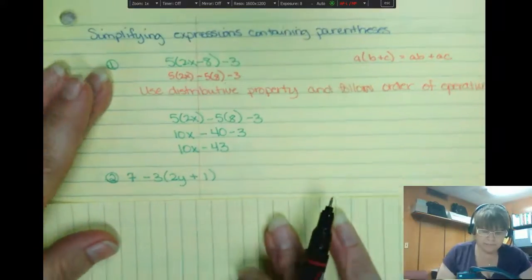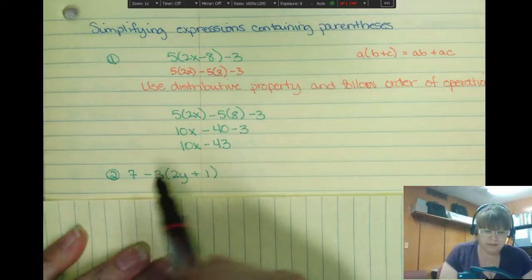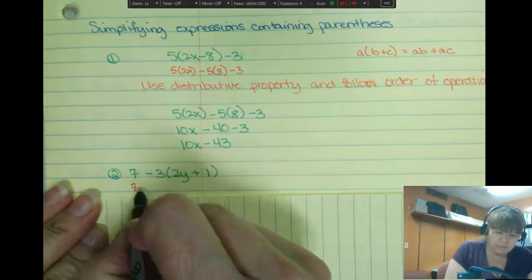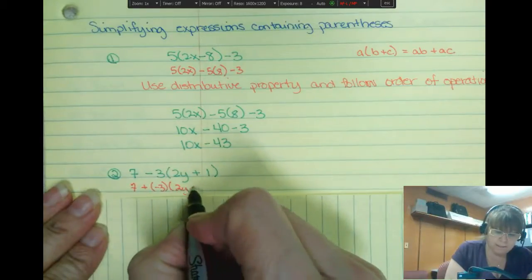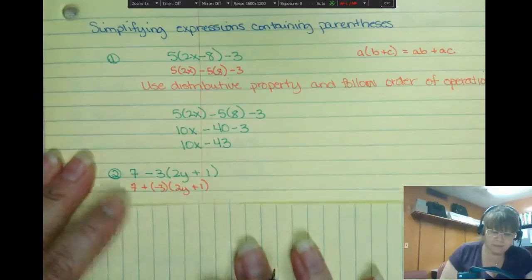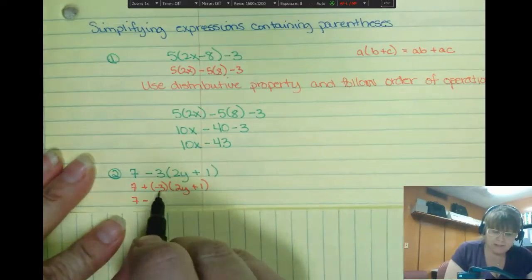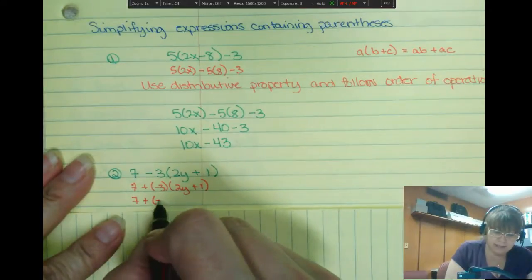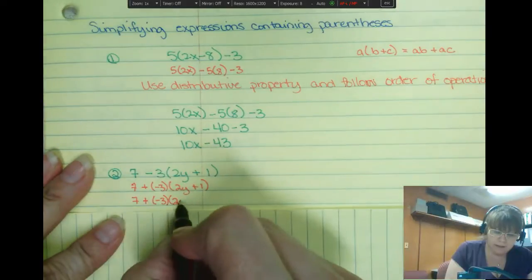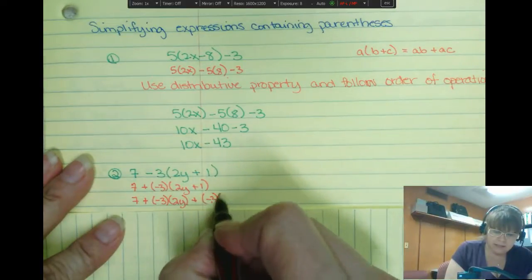Let's try another one. I'm going to distribute the negative 3. This is negative 3. So I have 7 plus a negative 3 times 2y plus 1. 7 minus negative 3 times 2y, plus negative 3 times 2y plus a negative 3 times 1.